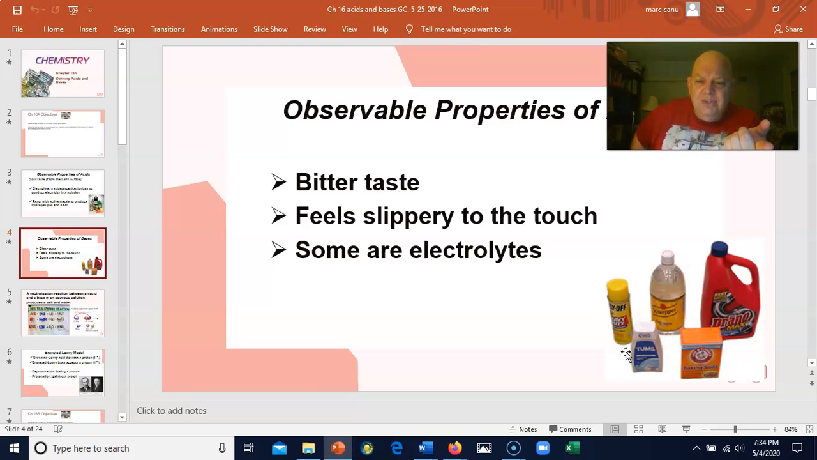That's what bases do. And if you look at Drano there, that's a drain opener. Oh my gosh, what that does to hair. No, this is not the result of base, okay?